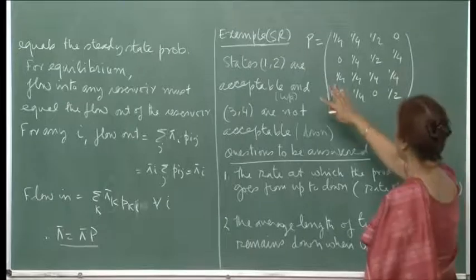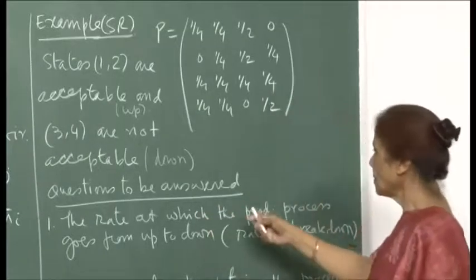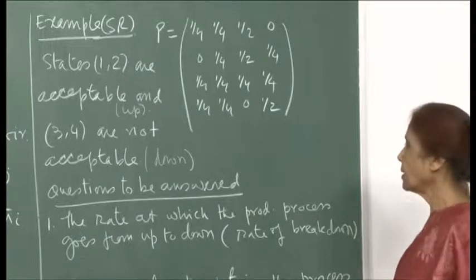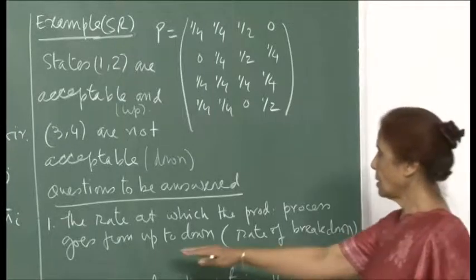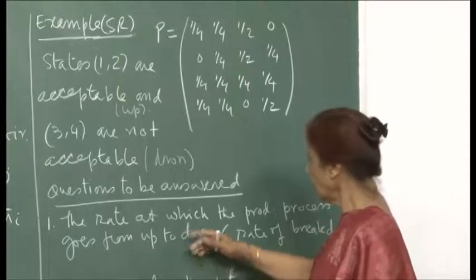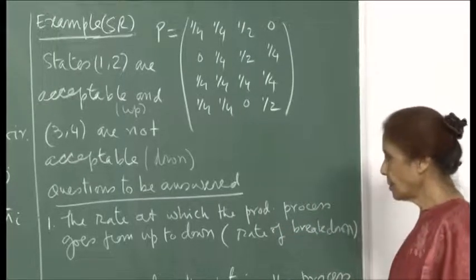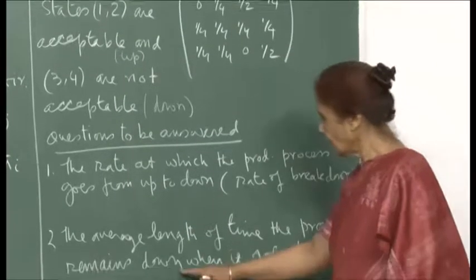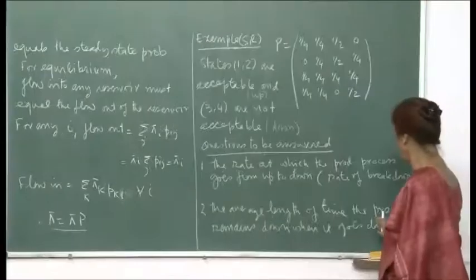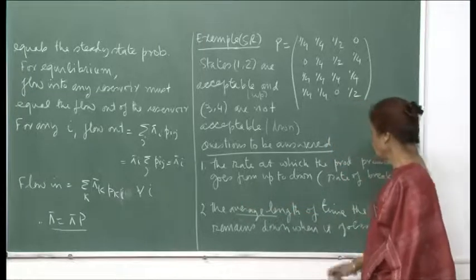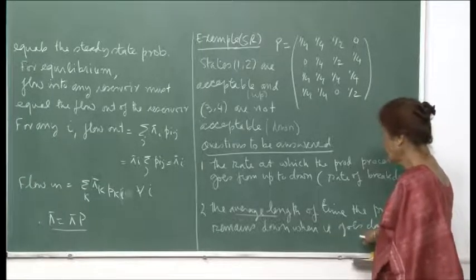That means there is a breakdown, the machines are not functioning. So there are 4 states, and this is your transition matrix from state i to state j, and questions to be answered. The questions that we want to answer are: first, the rate at which the production process goes from up to down, that means the rate of breakdown. When the machines are working and then there is a breakdown, you want to know the rate at which the production process goes from up to down. Another question is the average length of time the process remains down. That is also very important, because with this kind of transition matrix you want to know for how long the process will remain down. Of course, you always talk in terms of average length of time: when there is a breakdown, for how long will it remain in that state before it comes up.